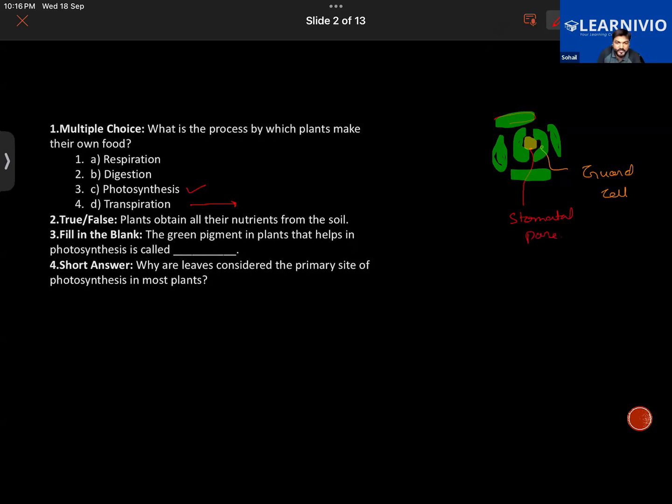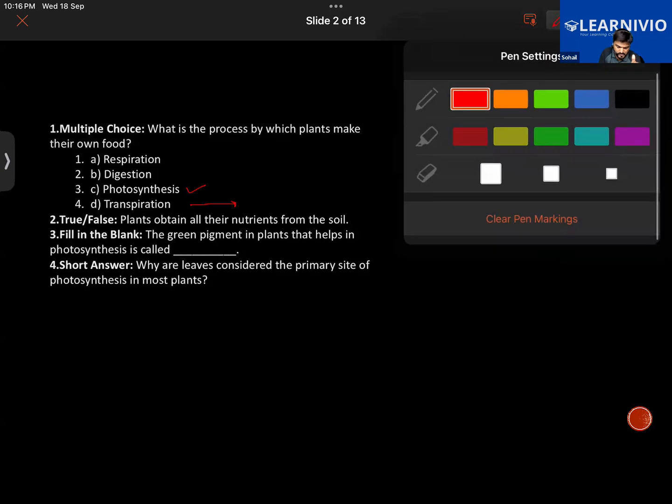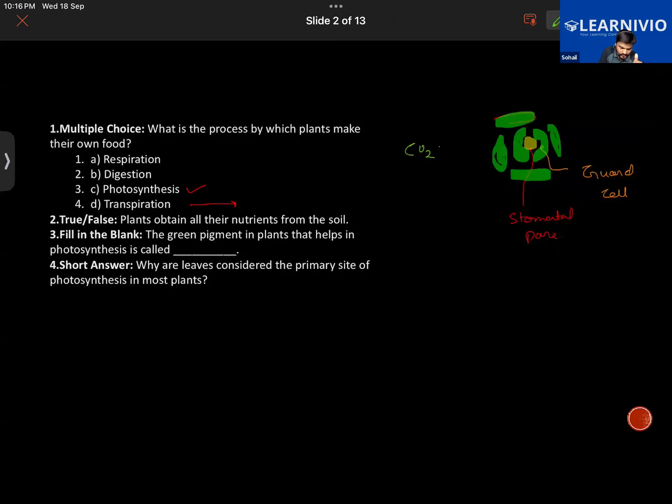Okay, so many things will be exchanged via this pore. What are those things that will go in or come out via this stomatal pore? Exchange will happen. Sir, exchange of gases. Exchange of gases. So which gas will go in, which gas will go out? Sir, carbon dioxide goes in, oxygen comes out. Yes, CO2 goes in, good, and O2 comes out.